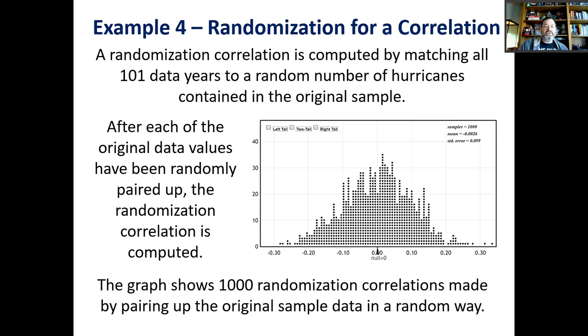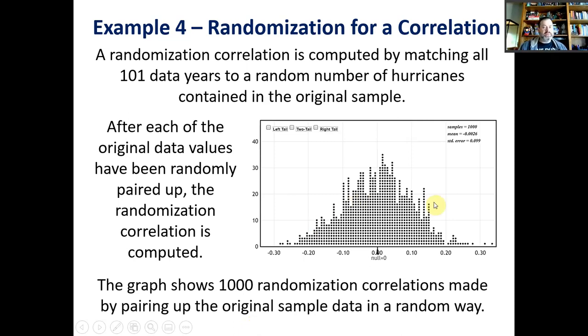After each of the data values has been randomly paired up, the randomization correlation is computed. So you have a random matching of these values, and then you plot those on a scatter plot, compute the correlation, and plot the correlation on this graph. There's a lot going on there, but it should make sense. So here are 1,000 randomization correlations made up by pairing up the original sample data in a random way.